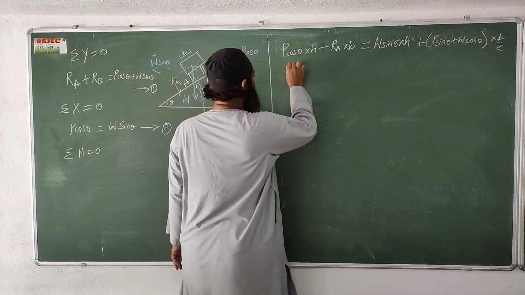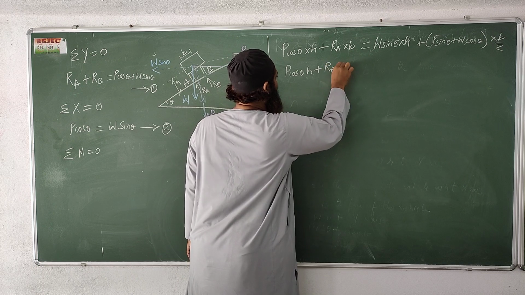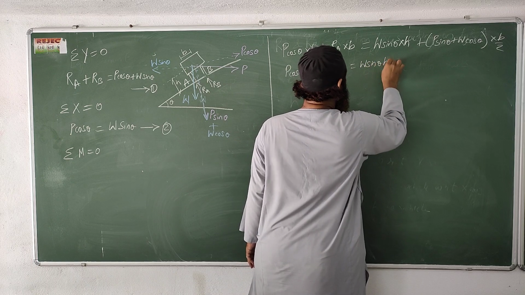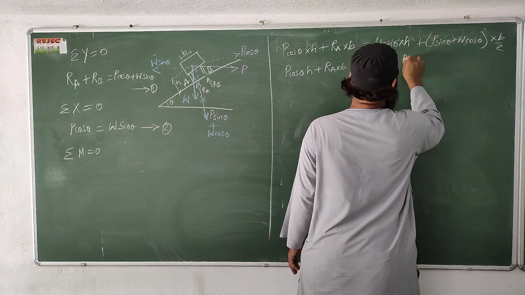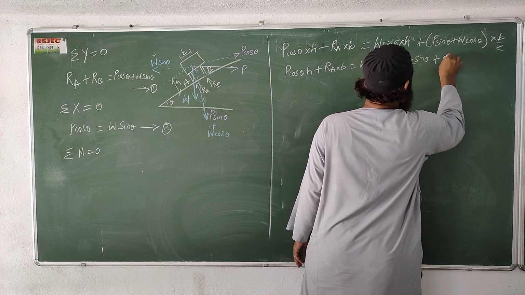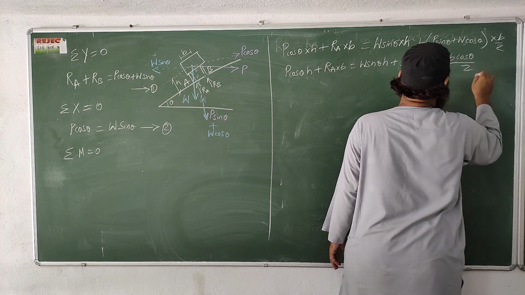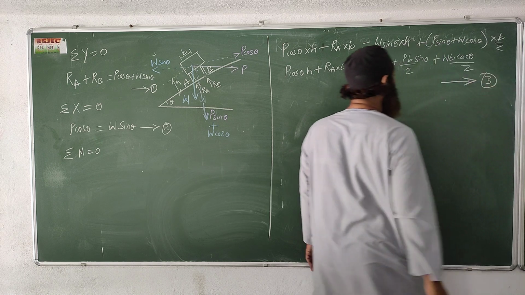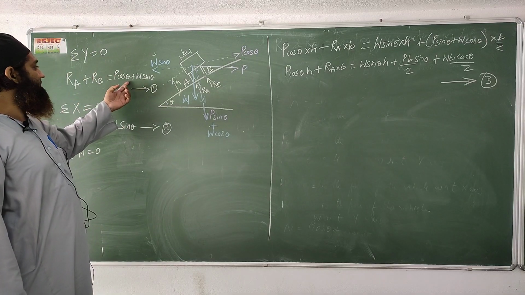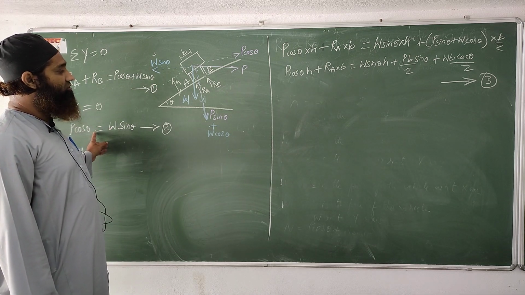We will see this: P cos theta into h plus RA into B is equal to W sin theta into h plus PB sin theta by 2 plus WB cos theta by 2. Let us take this as equation 3. We already have two equations, that is RA plus RB is equal to P sin theta plus W cos theta, and P cos theta is equal to W sin theta.